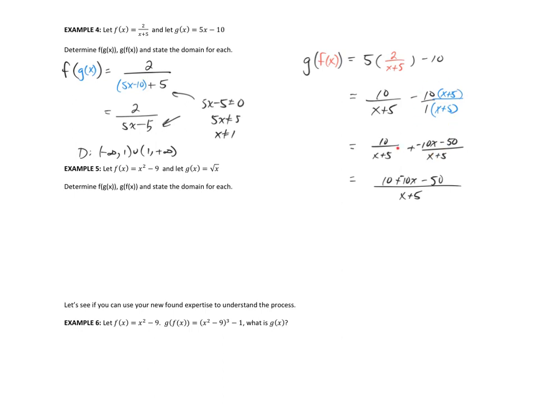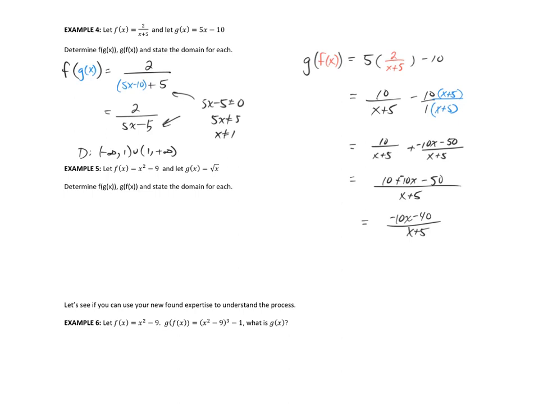So let's group our like terms. 10 minus 50 is negative 40. So we'd have a negative 10x and a minus 40, all over x plus 5. And again, it doesn't really matter right now whether we look at this simplified version or this version way up here before we ever did anything. It's pretty clear that x can't be negative 5.